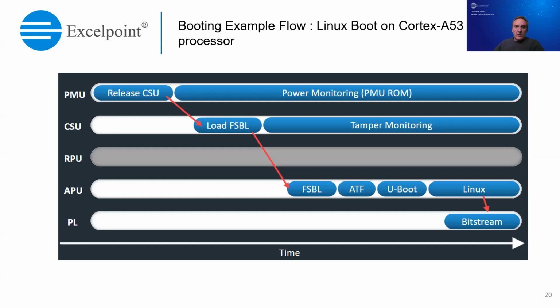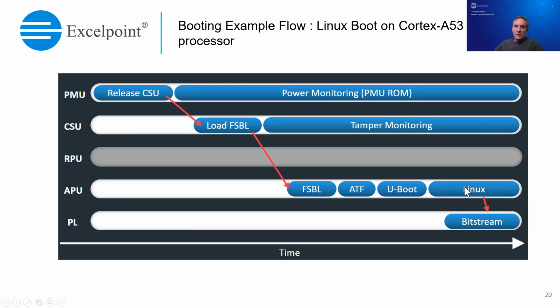After the CSU has completed its actions, the first stage bootloader starts on the application processing unit and hands off to the ARM trusted firmware, which will then be executed. The ARM trusted firmware in turn hands off to the second stage bootloader, in this case U-boot, which executes and loads the operating system such as Linux.